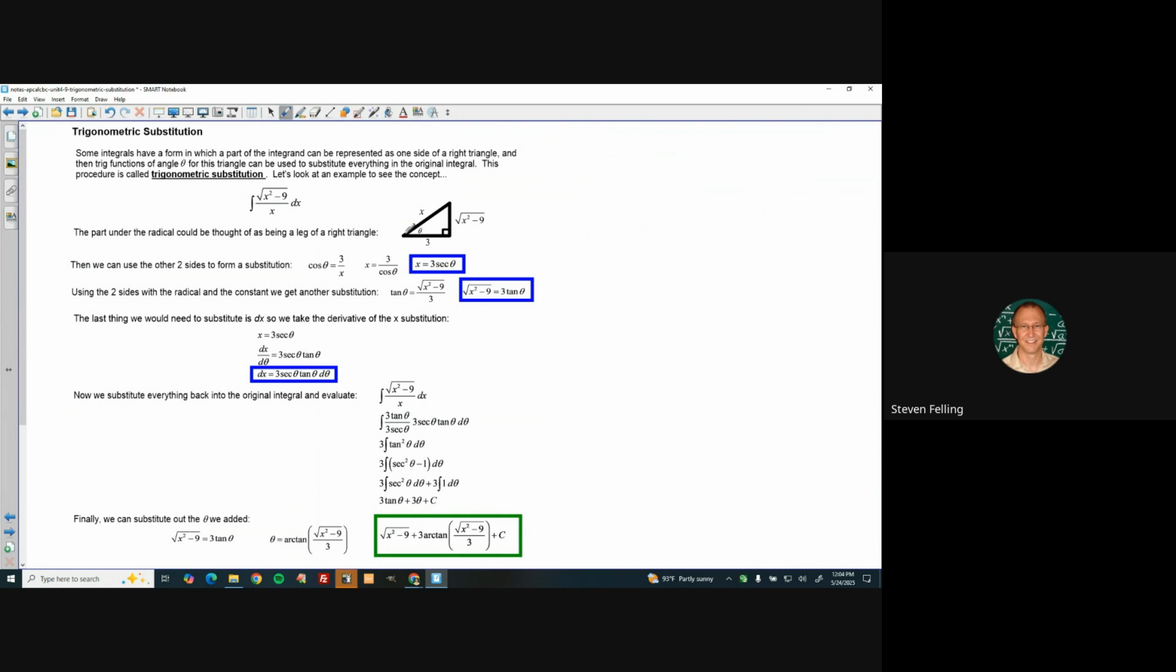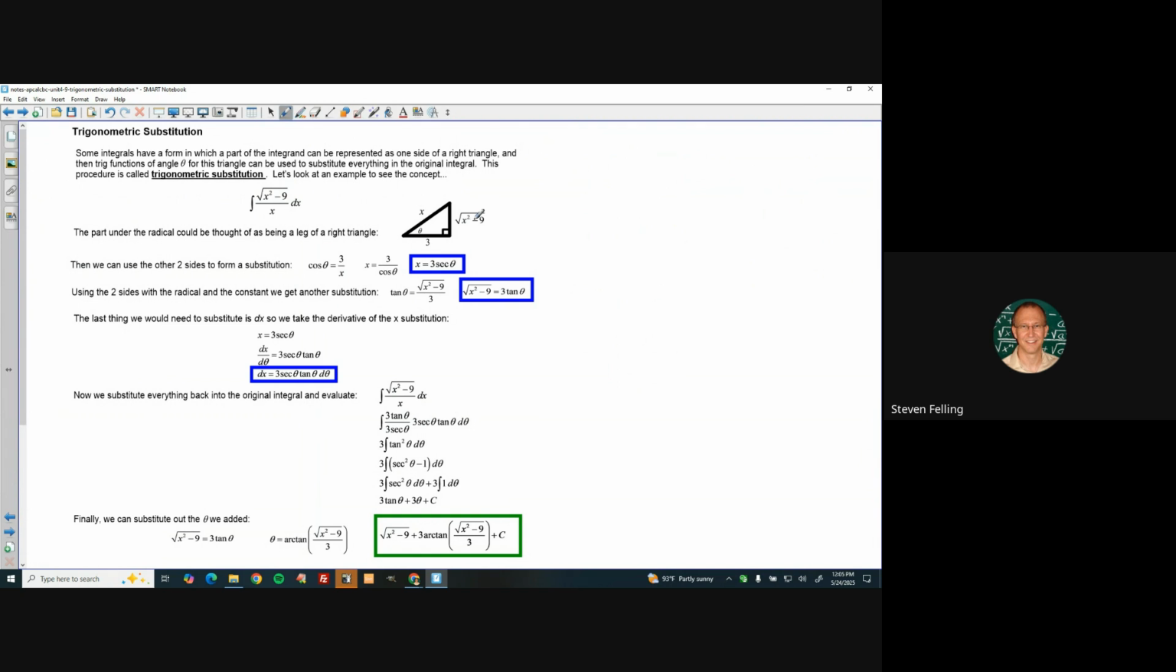The idea in general is, let's say we have this, we'll look at this one specifically. We have a radical with a square root of x squared minus 9. What we could do is draw a right triangle, and since we have a minus sign, I'm going to put this radical on one of the two legs. It actually doesn't matter which one. So we have the square root of x squared minus 9.